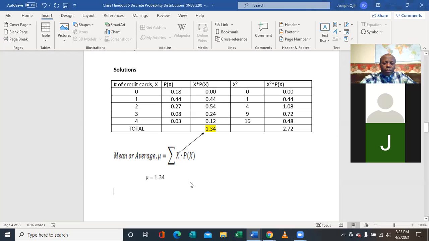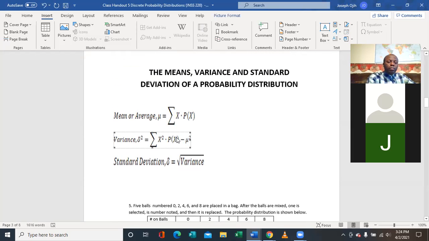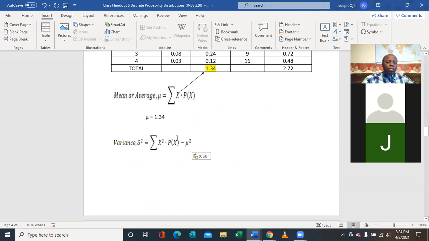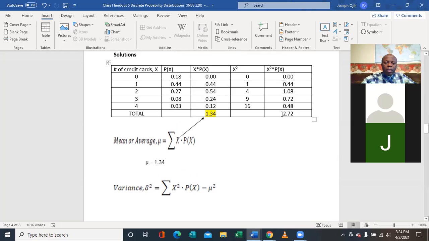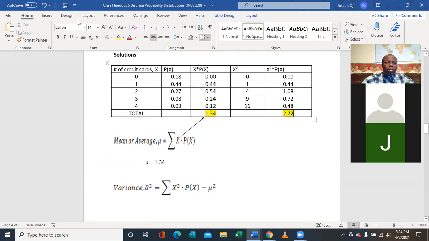Next is the variance. The formula for the variance is right here. I'm gonna copy it down. Now it says, this symbol represents sum of. So sum of X squared times P(X) minus mean squared. So this is X squared times P(X) right here. I'm gonna highlight it so you can see it. X squared times P(X). It's right there.